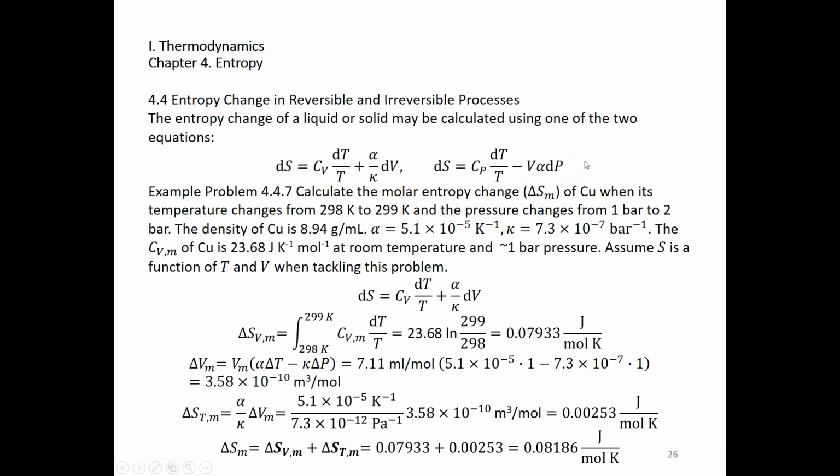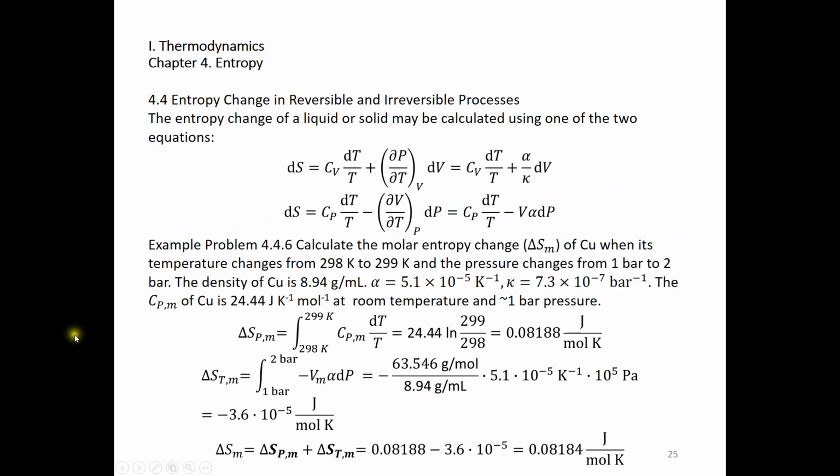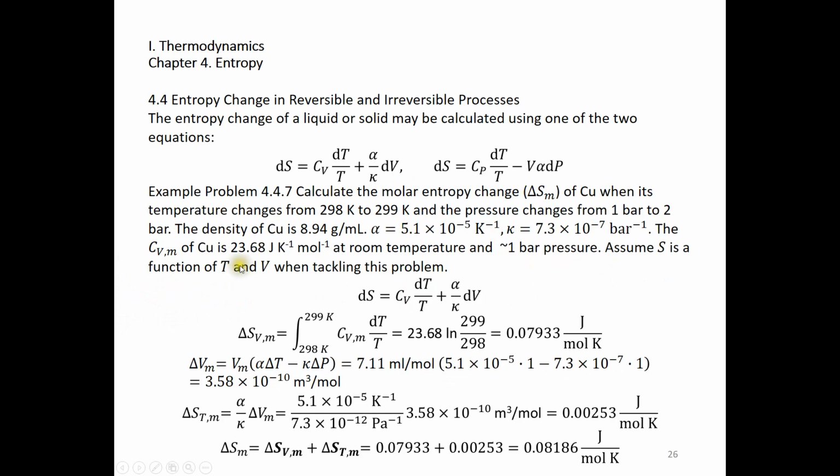Alright, so now another numerical example, 4.4.7. Calculate the molar entropy change of copper when its temperature changes from this to this. We have pressure change from this to this. The density of copper is this, and we have alpha and kappa. And this time we have CVM of copper, not CPM. So it's a little different from the previous example 4.4.6, where we were given CPM. Over here we're given CVM.